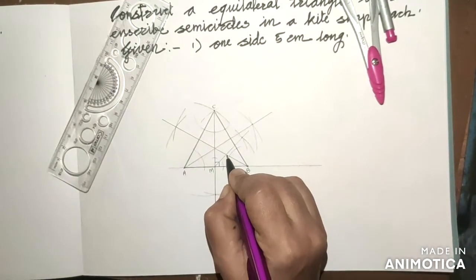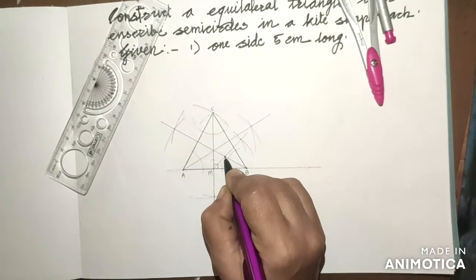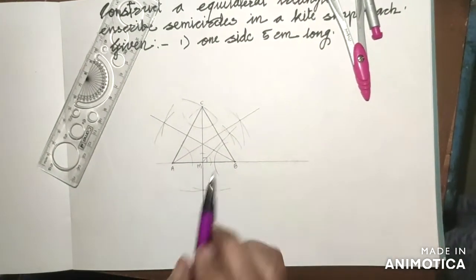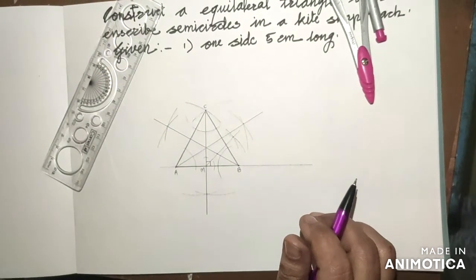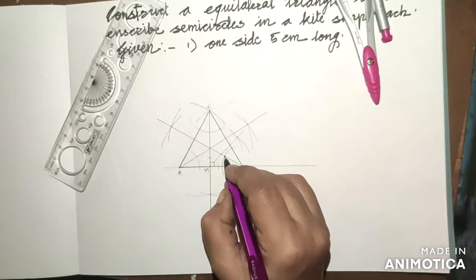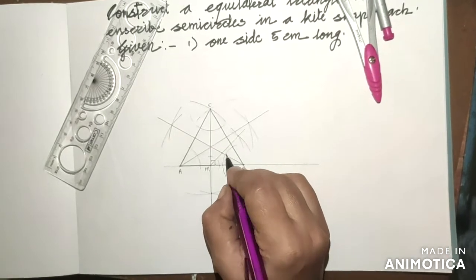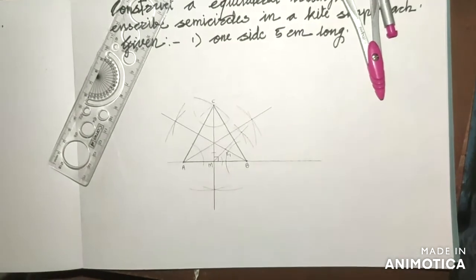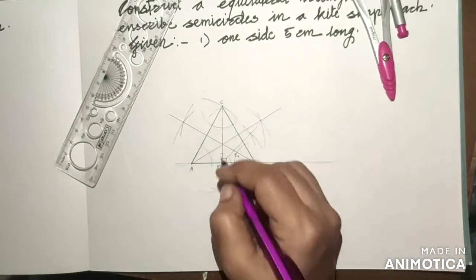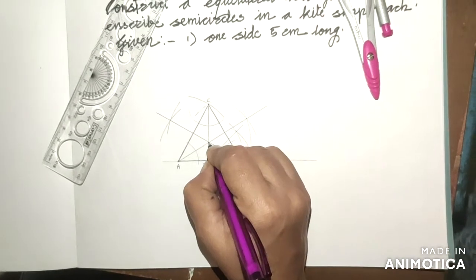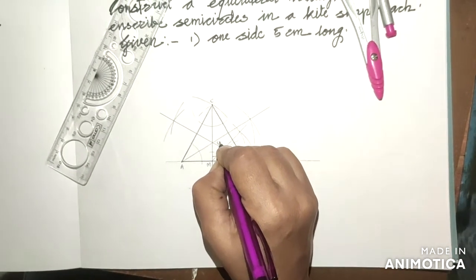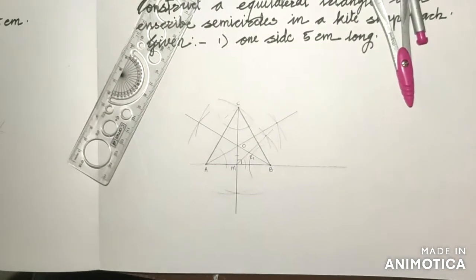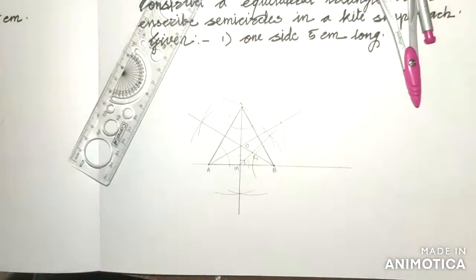So we get here one more point crossing this line, and name it. Suppose it is E1. Okay, and this center point we call it O. Well, we get one point E1 and we need here E2 and E3.